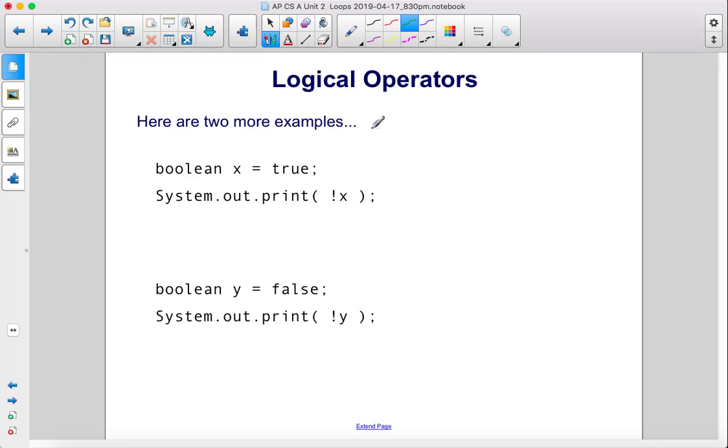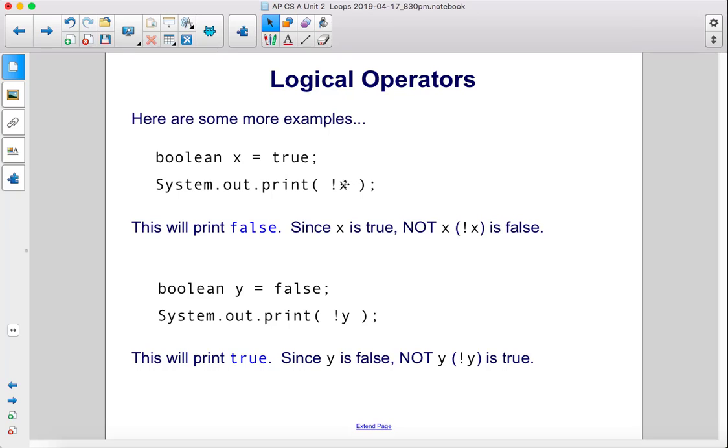Here are two more examples. Boolean x equals true. Print not x. Well, since x is true, not x is false. Here we have Boolean y equals false. Print not y. Since y is false, not y, or not false, is true.